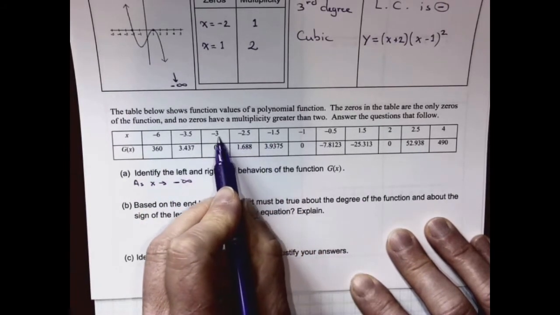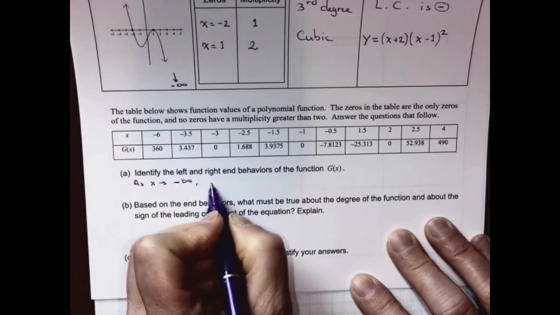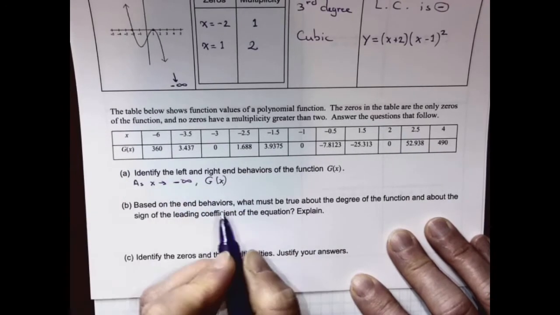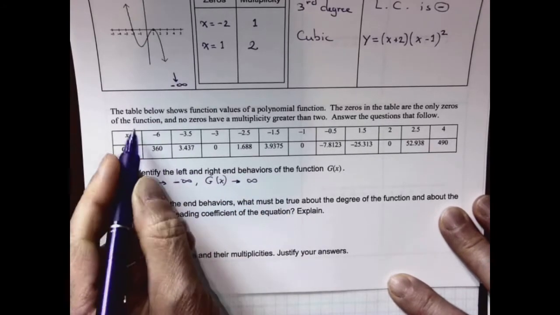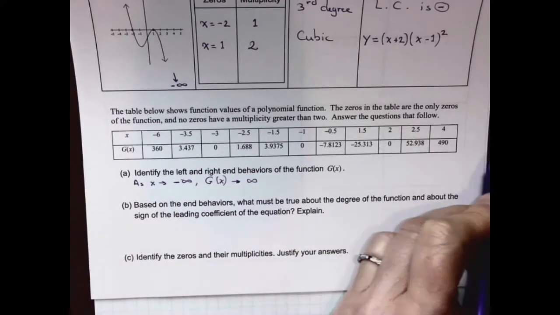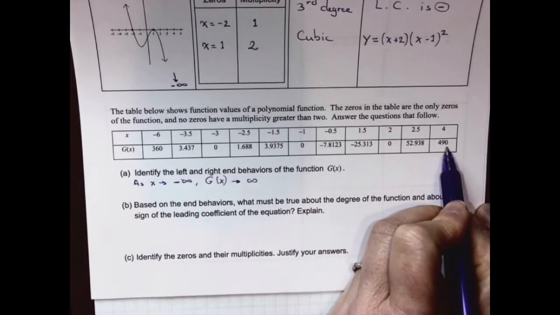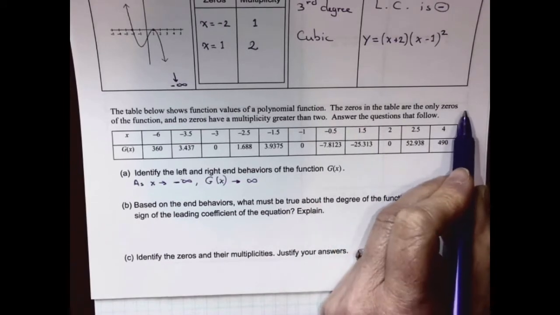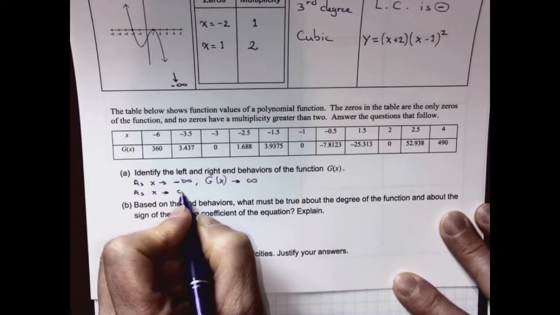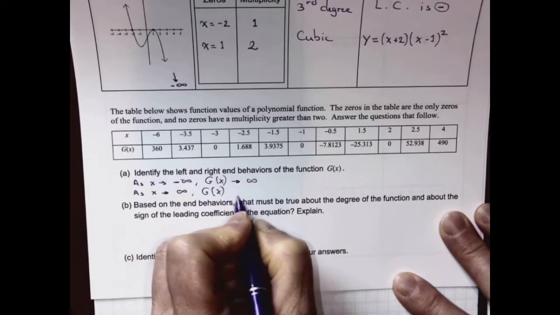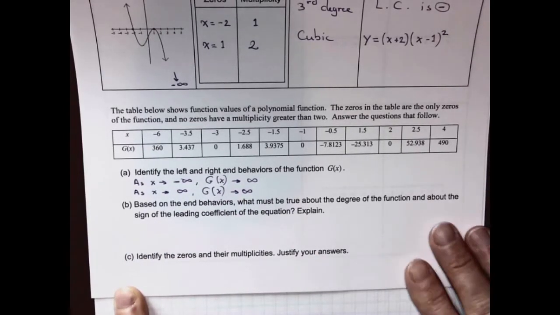As my x moves along the x-axis toward the left, toward negative infinity, g of x, which is the name of my function, seems to be approaching positive infinity. The numbers are getting huge. And then on the other side, as my x's are getting greater and greater, my y value seems to be shooting up to positive infinity also. So we're going to say as x approaches positive infinity, my g of x seems to be approaching positive infinity also.